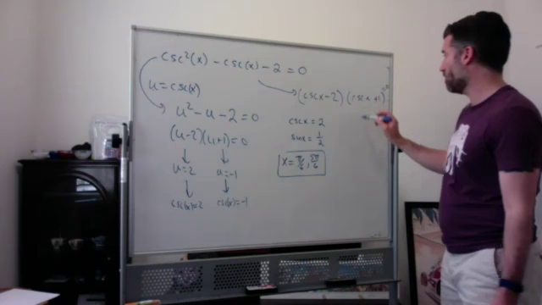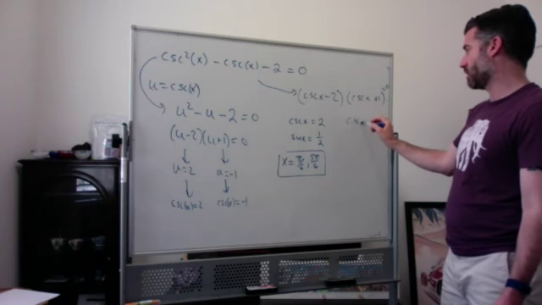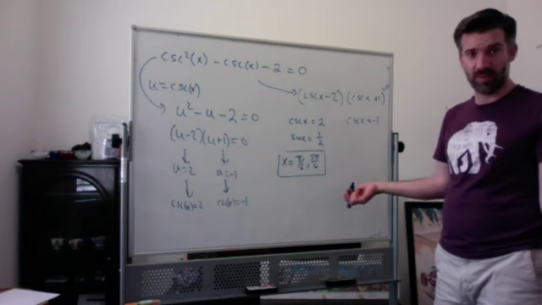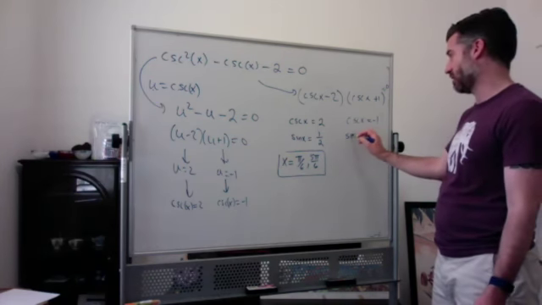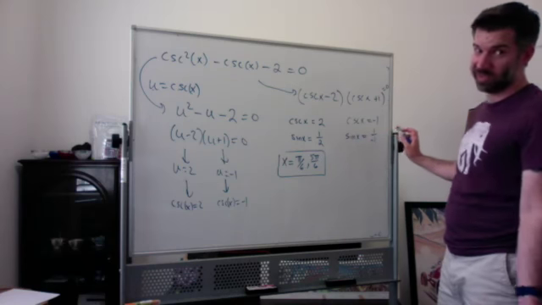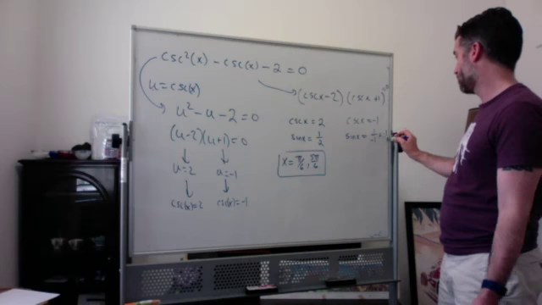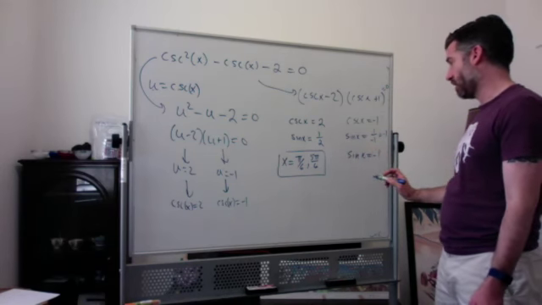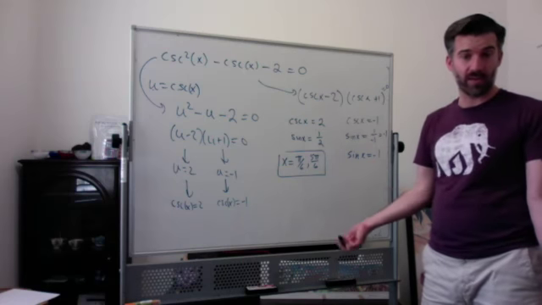And then here, cosecant of x is equal to -1. Again, I'm going to think about the reciprocals. The reciprocal of cosecant is sine. The reciprocal of -1 is 1 over -1, which is still -1. So I'm trying to solve sine x equal to -1. And there's actually only one answer.